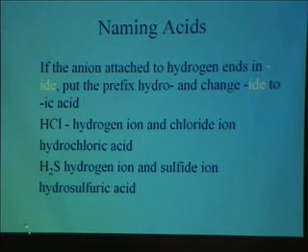You do not need to memorize these rules. Because you will have the data booklet, you will have this table, and you will be able to use it to help you name acids. So you don't need to memorize this, but just make sure that you're familiar with how to use the table.